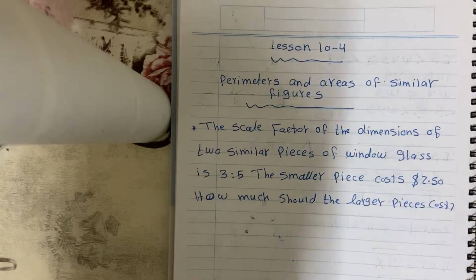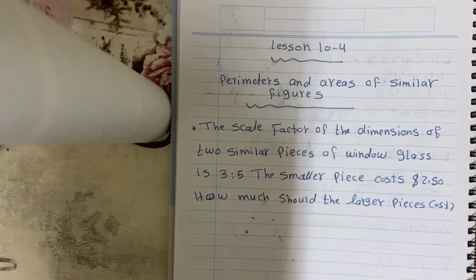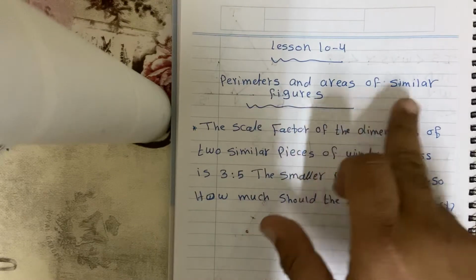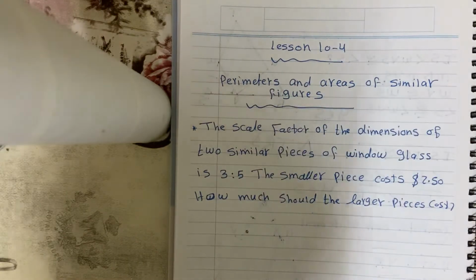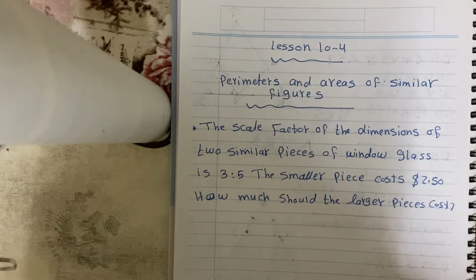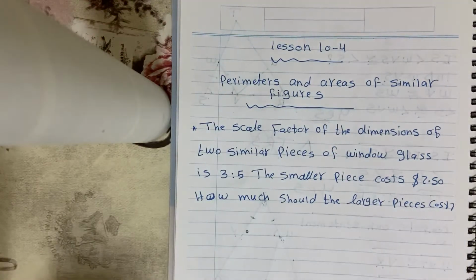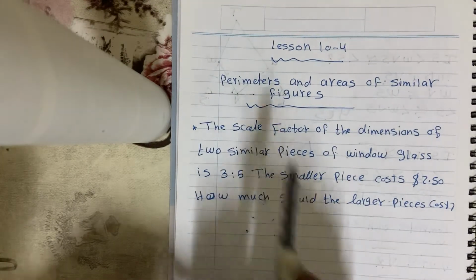How are you today? Our lesson today is lesson 10:4, perimeter and areas of similar figures. We are going to continue our lesson and solve more exercises about this lesson. Here we have the first exercise.